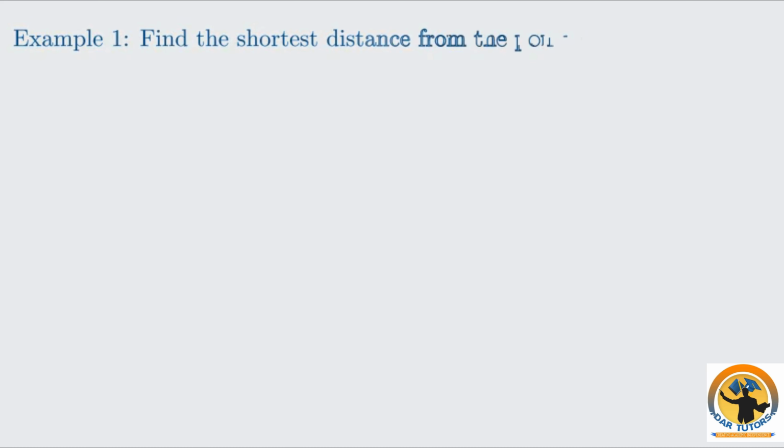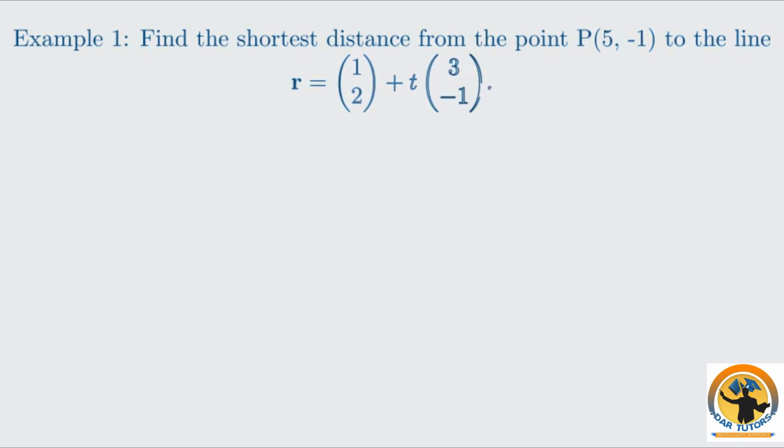Let's work through an example in 2 dimensions to see how this method is applied. Consider a line with the vector equation r equals the vector (1, 2) plus t times the vector (3, -1). We want to find the shortest distance from the point P with coordinates (5, -1) to this line. First, let's identify the key components. The position vector of a point on the line is given by the expression (1 + 3t, 2 - t). The direction vector of the line is (3, -1).